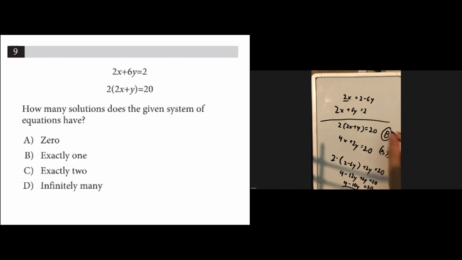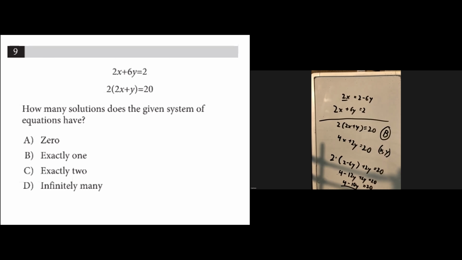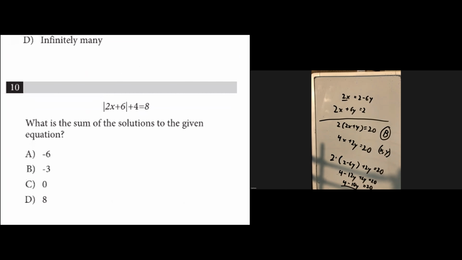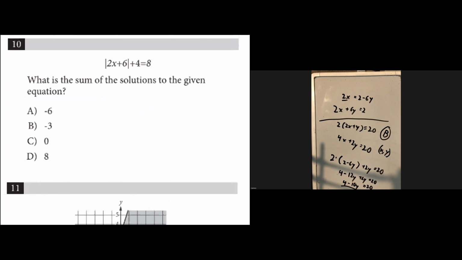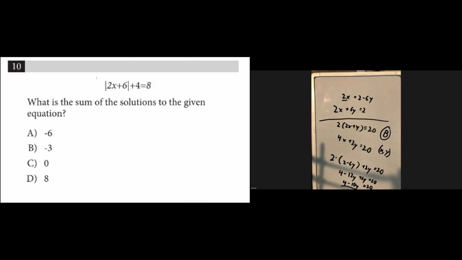There's exactly one solution. For two solutions, we would have to have something like a square root, where you can get a plus or minus answer, which we don't really have here. But we could also get two solutions for something like this with absolute values.